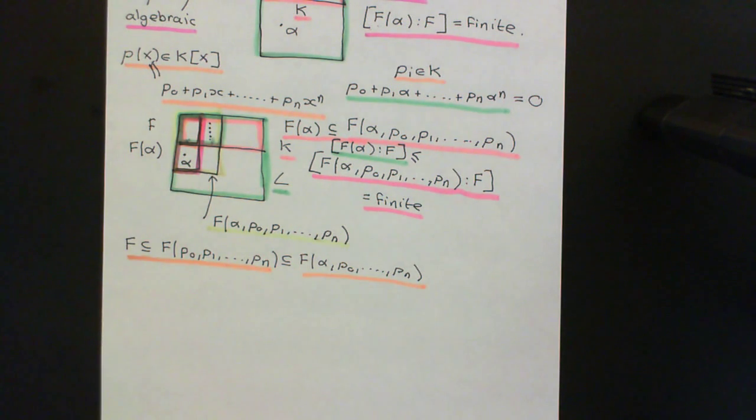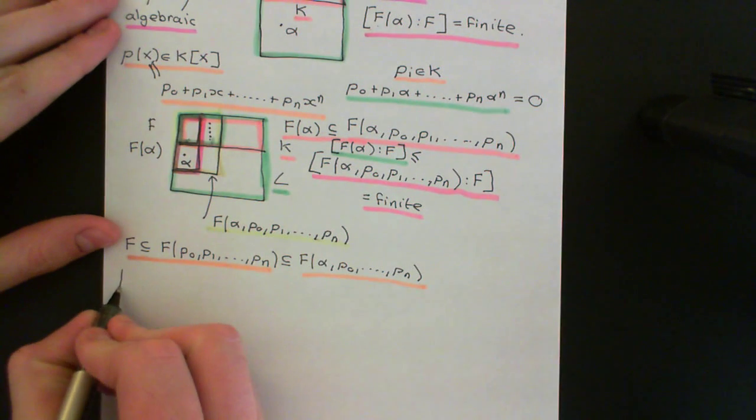So that is going to be in between the two, and now to work out the degree of this one over this one, we can apply the Tower law and say it's the degree of this one over this one times the degree of this one over this one. And we can make comments about those two degrees, which is why this suddenly all works.